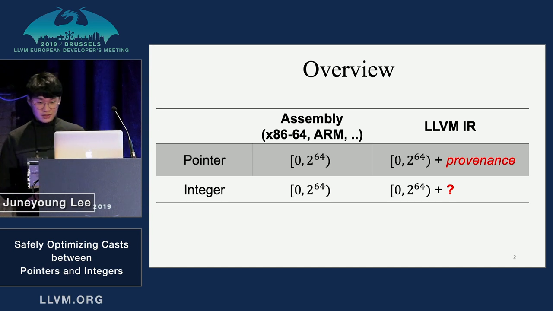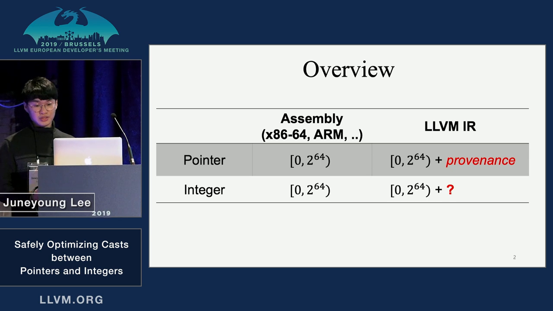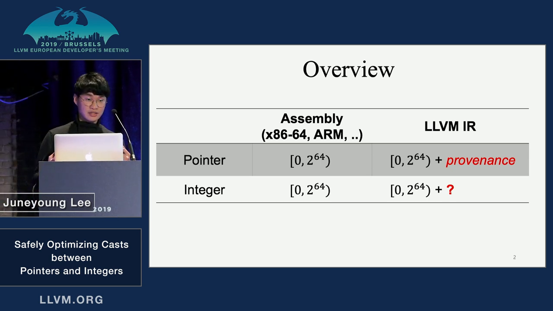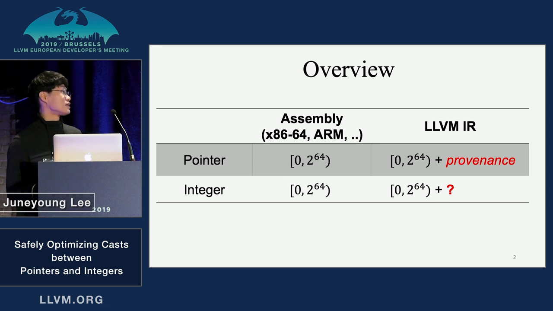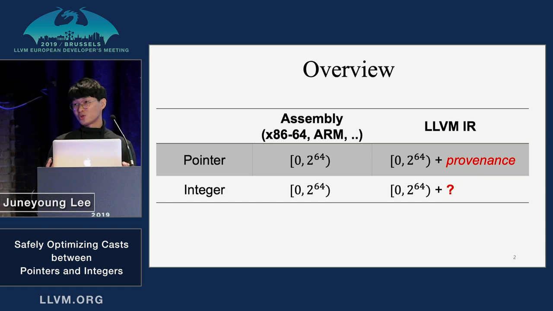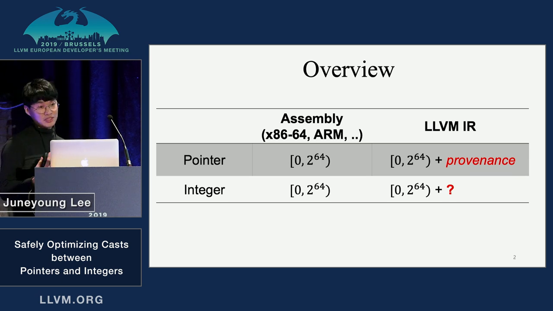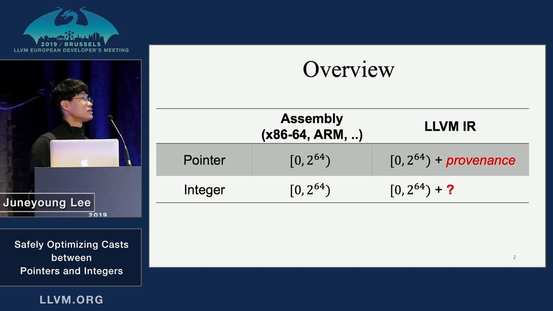First of all, unlike assembly, a pointer in LLVM intermediate representation tracks its underlying object, and it is called provenance in other languages like C. This allows LLVM to do more optimization on memory-related operations, such as loads and stores and other things. Then we can raise a natural question: whether integers in LLVM intermediate representation should also track provenance or not. I'm going to answer this question.